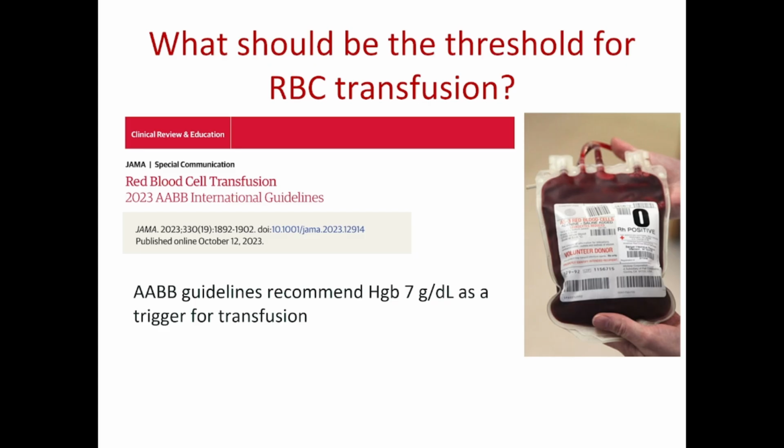So what should the transfusion thresholds be for red cells? Let's summarize this. This field is very complex, and there's a lot of studies out there, but the guidelines currently recommend a hemoglobin of 7 as the trigger for transfusion.